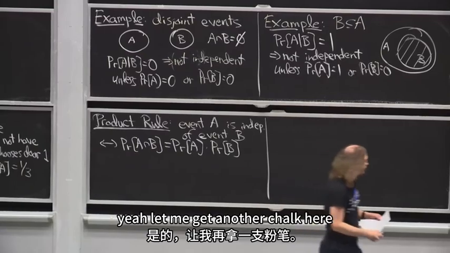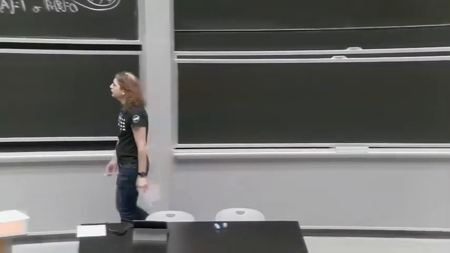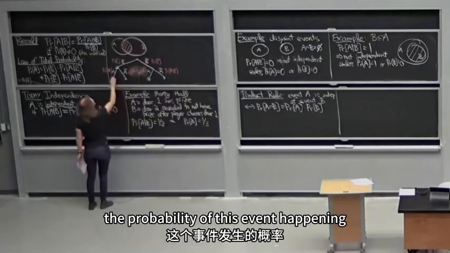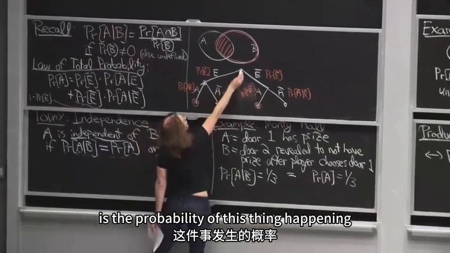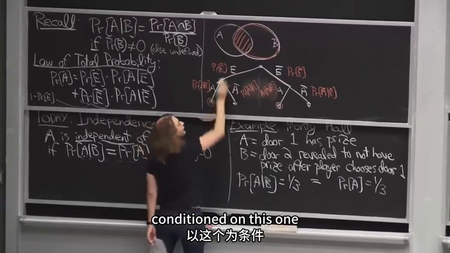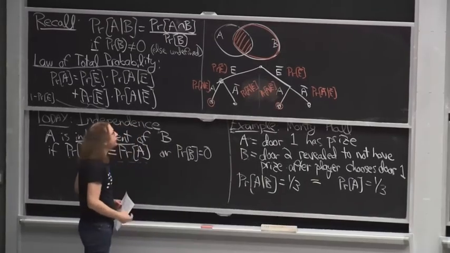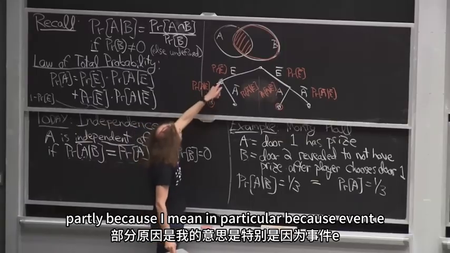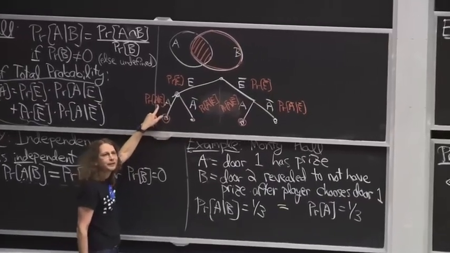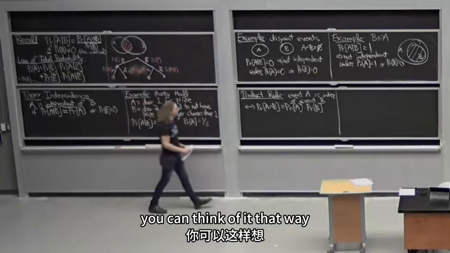And it's effectively what we're using when I was saying the probability of this event happening is the probability of this thing happening times the probability of this thing happening conditioned on this one. That multiplication is okay, in particular because event E is independent of A given E in some sense. I guess this is not properly an event, but you can think of it that way.